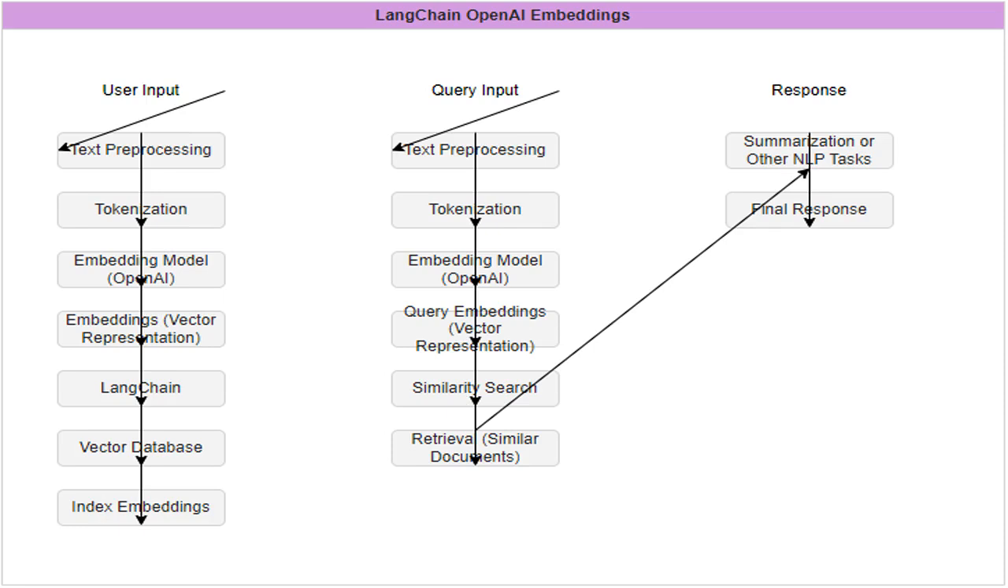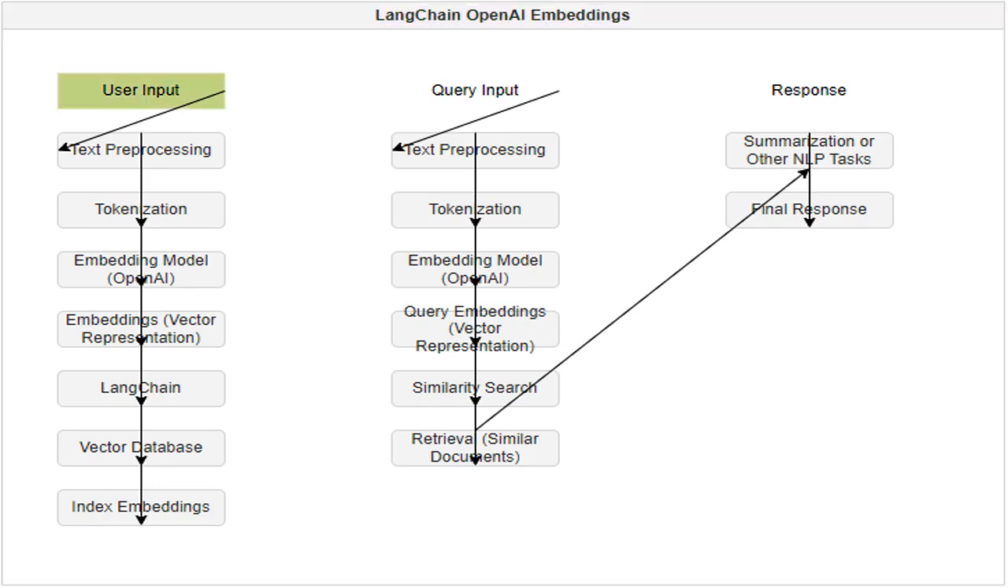LangChain OpenAI embeddings. This architecture utilizes LangChain and OpenAI's embedding models for information retrieval in response generation. User input provides initial text input to the system. Captures user queries or text. Text preprocessing, indexing, data: passes the input to be preprocessed for indexing. Text preprocessing prepares the input text for embedding. Performs tasks like cleaning, tokenization, and normalization.